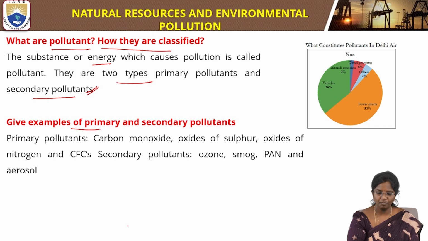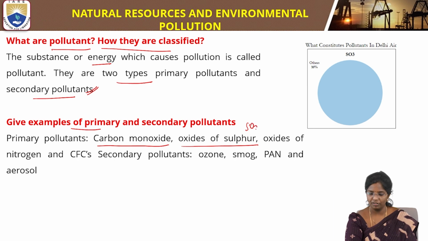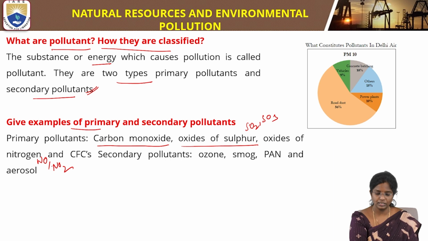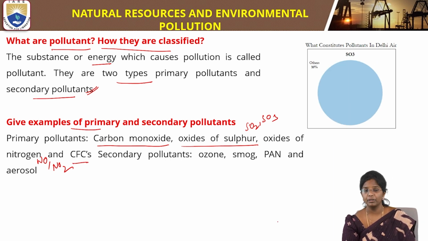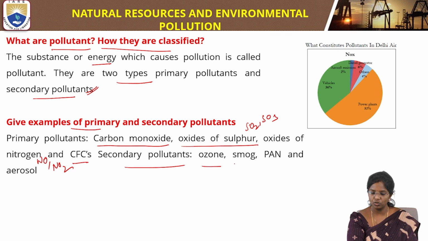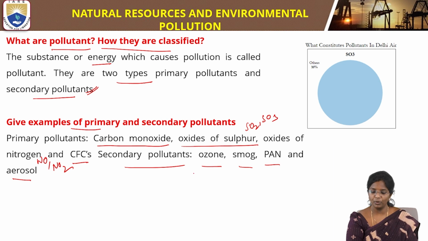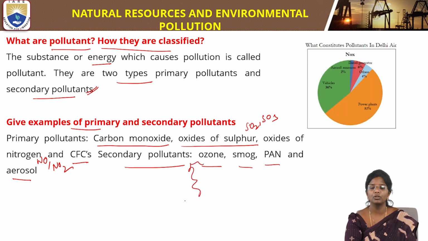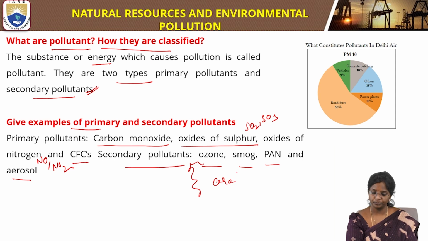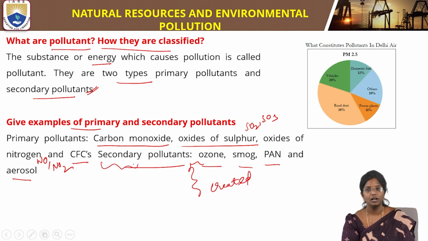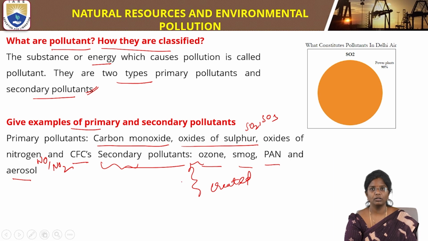Next, give an example of primary and secondary pollutants. Primary pollutants are carbon monoxide, oxides of sulfur like sulfur dioxide and trioxide, oxides of nitrogen like nitrogen oxide and dioxide, etc., and chlorofluorocarbons from the refrigerants. Then secondary pollutants are ozone, smoke, PAN, and aerosol. These secondary pollutants are created upon reaction with the atmosphere. That is how secondary pollutants form from the primary pollutants. So these will affect the environment a lot.